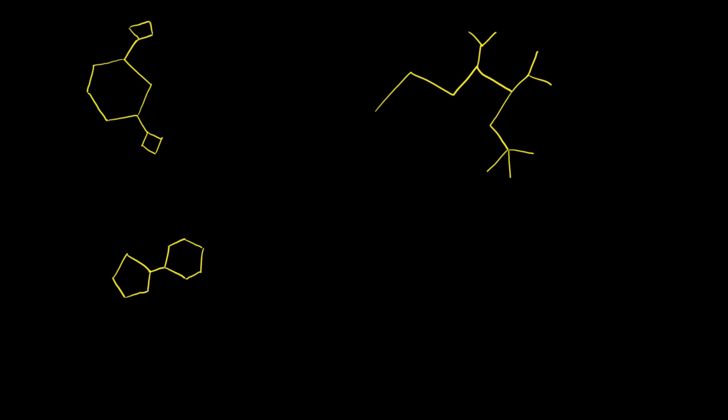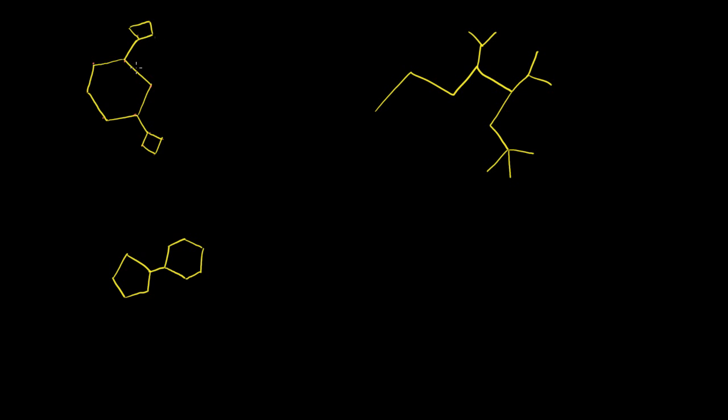I've pre-drawn some molecules here. Let's see if we can use what we know to name them. So what do we have? This first molecule right here, I have a bunch of rings. This is a 1, 2, 3, 4, 5, 6 carbon ring. These are each 4 carbon rings. 1, 2, 3, 4, 1, 2, 3, 4.